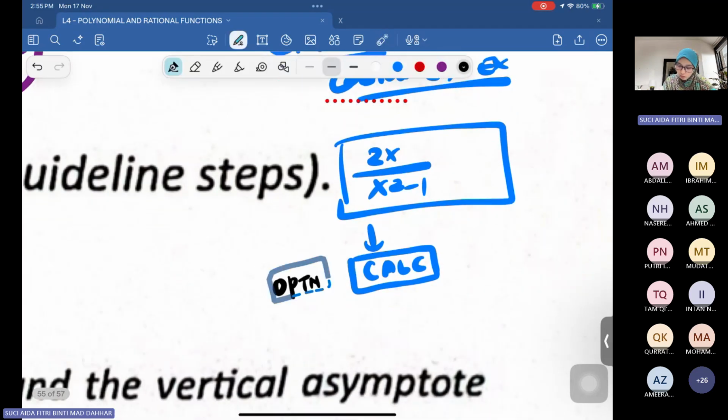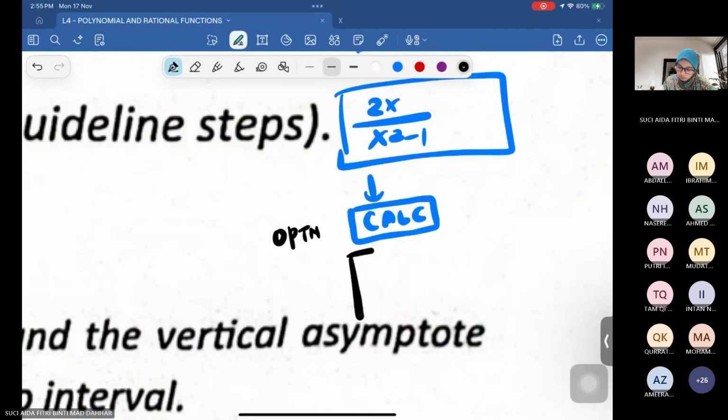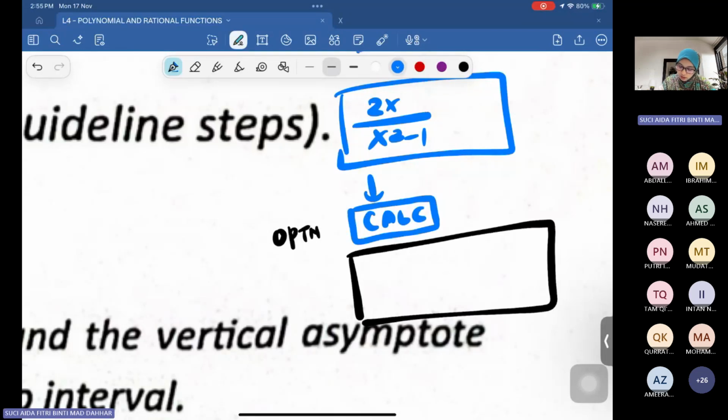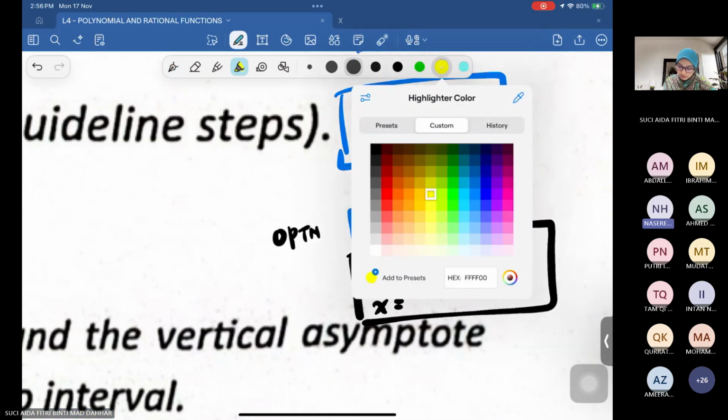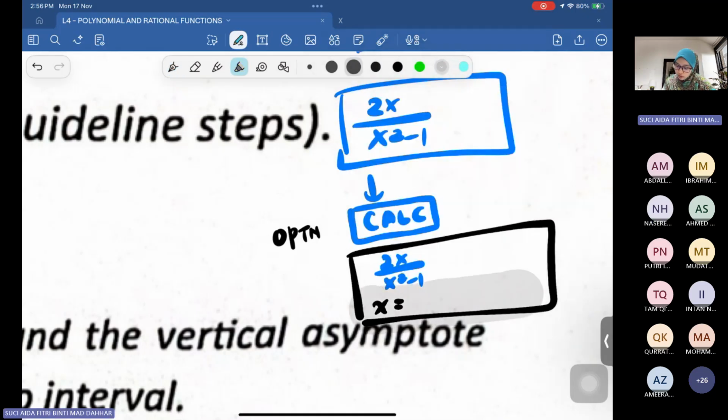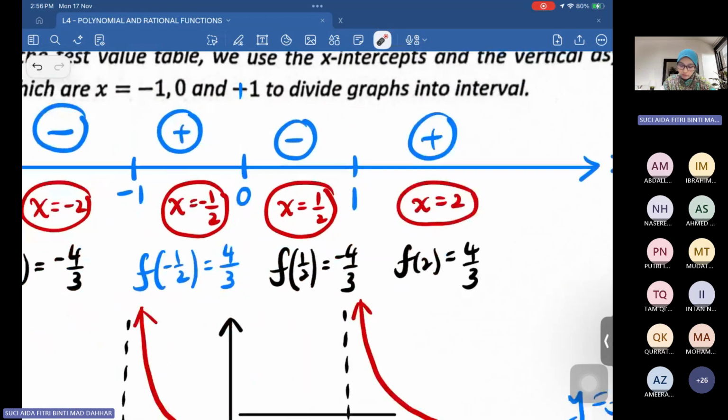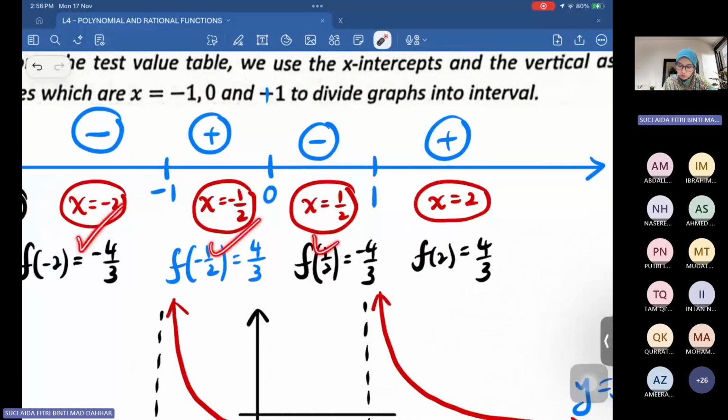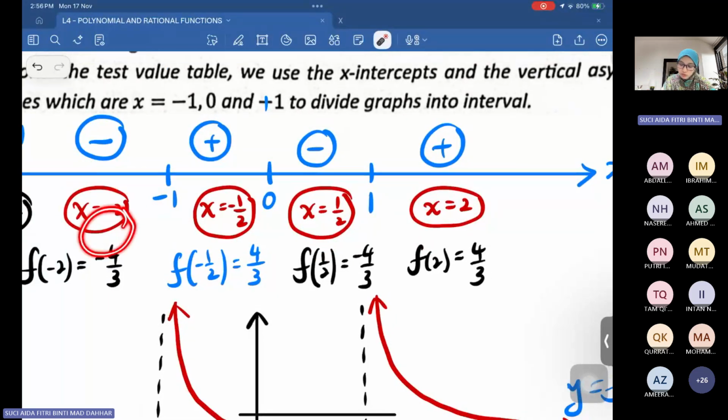Suddenly down here, it will appear on your screen, right? You will see this, your function is still up here, 2x over x squared minus 1. And then suddenly down here, they will ask you x equals to what? Correct? So your job is to key in the x value that you want in here. Your test value. In this case, I have 4 test values. So key in the first one, x equals to -2.